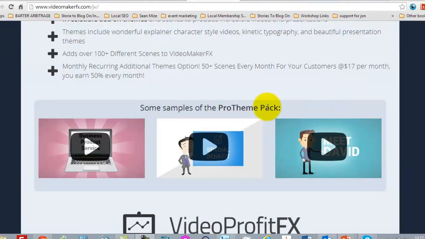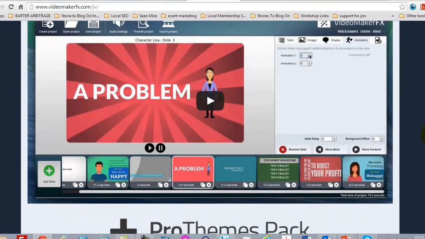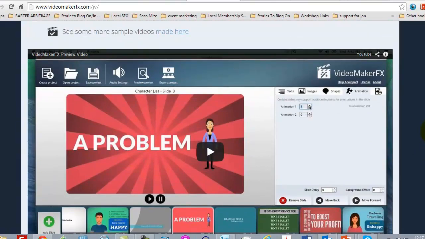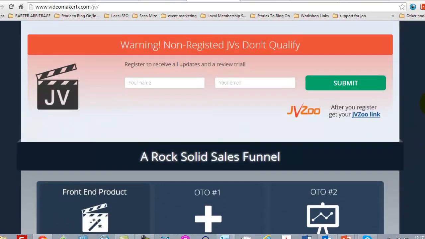Notice how this marketer on their JV page is showing you samples of what's going to be inside of both the product and the one-time offer. They're giving you a demo, and this actual demo is on YouTube, which means that you'll be able to at least use the embed code on your website.